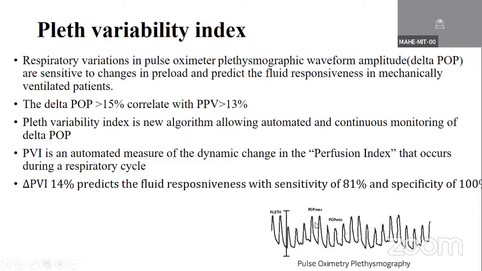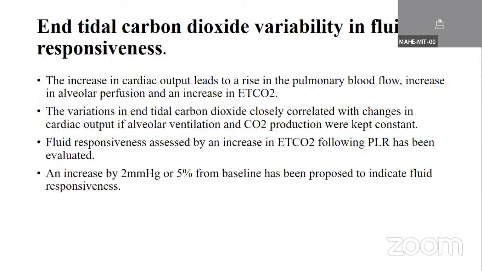Here we can see the plethysmographic variations dynamically changing as per the respiratory variations. You can see it increasing and decreasing here. These are the pulse oximetry plethysmography variations. If the delta pulse oximetry plethysmography is more than 15%, it is almost equivalent to PPV of more than 13%. It means the patient is fluid responsive. It has a sensitivity of around 81% and specificity of 100%.